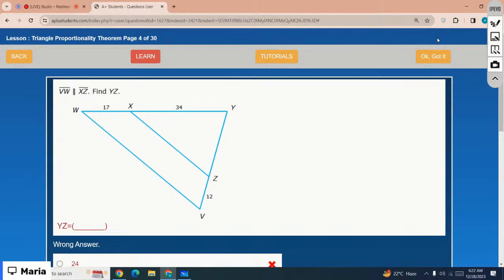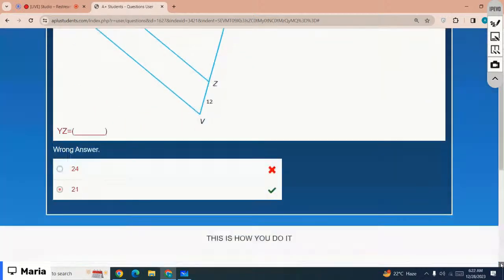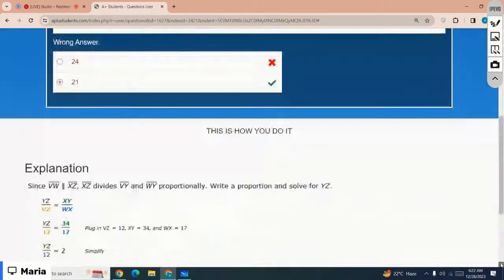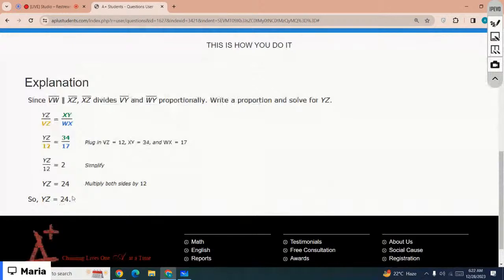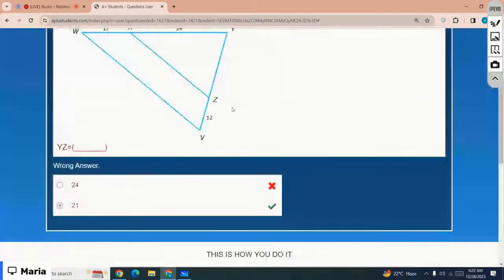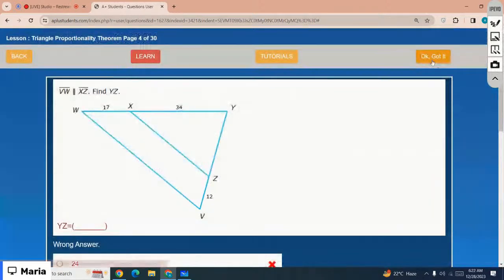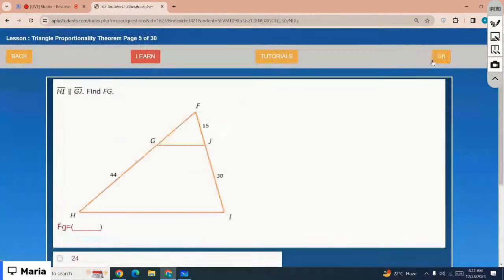VW and it must be 24. Why is it 21? You can see here the correct option is 24, but why is it showing the wrong options? The correct option is 24, right? You can check by calculations, it is 24.